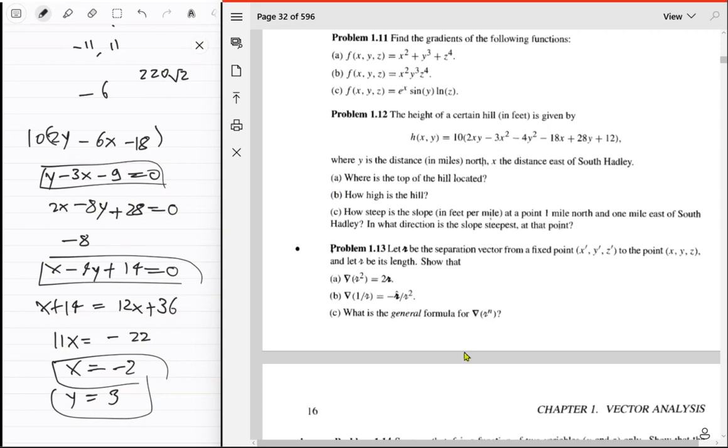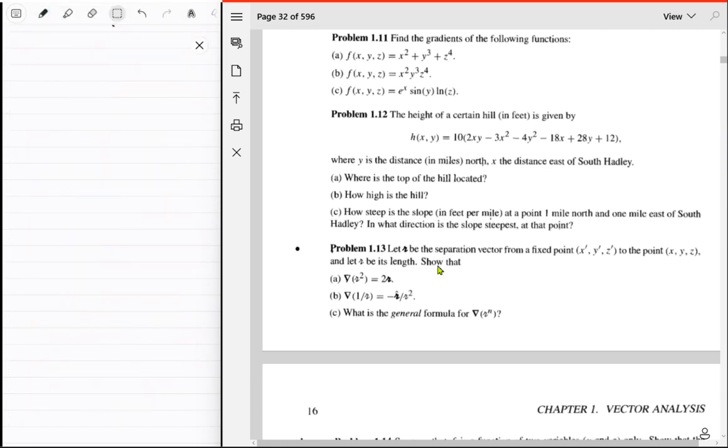So you got the answers of these. How high is the hill? This didn't actually give that answer. Who cares? Just put these numbers in, get the thing. Okay, next question.